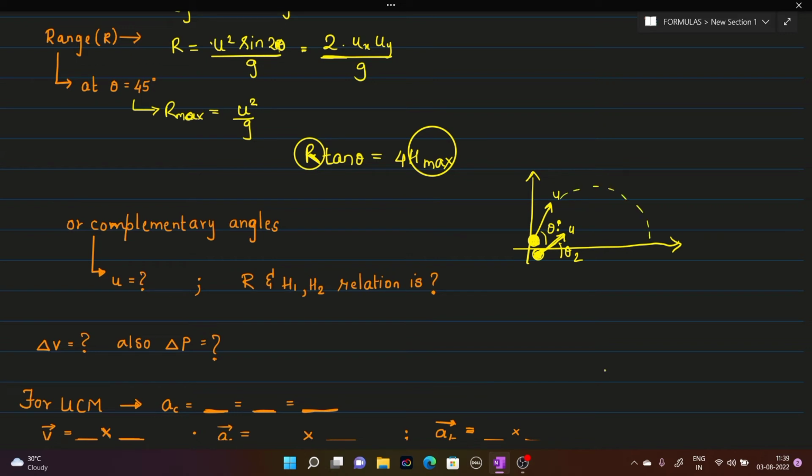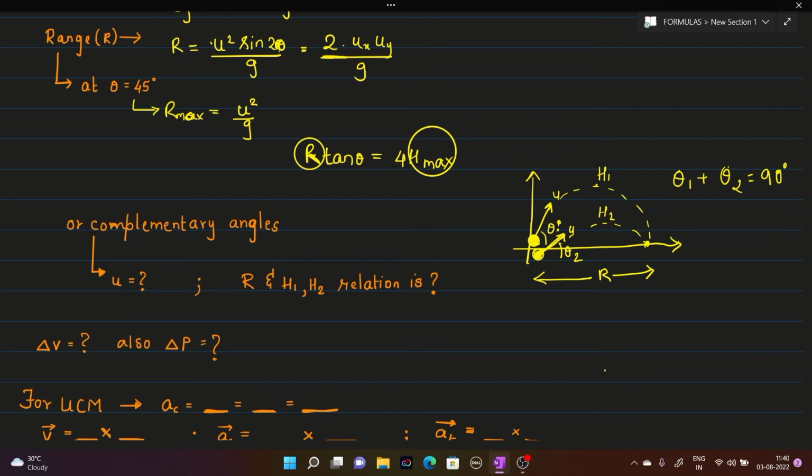After a particular time they reach a particular point which is the same. That means their range is the same, their velocities are the same. Their heights are different, one is h1, the other is h2. The angles theta 1 and theta 2 are complementary, meaning theta 1 plus theta 2 will be 90 degrees.